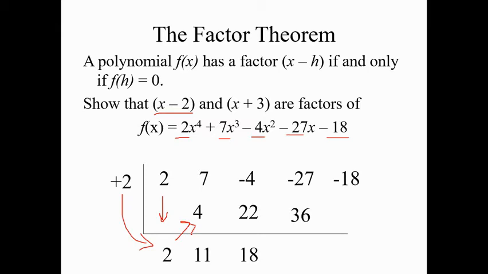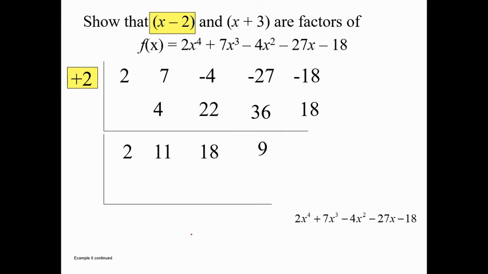Negative 27 plus 36 is going to give me a 9. And then 2 times 9 is going to give me 18. And negative 18 plus 18 is 0. And so as soon as we see that our remainder is 0, then we know that 2 is a factor, an x-intercept, a root, a 0 of this function. Okay, so look at that.